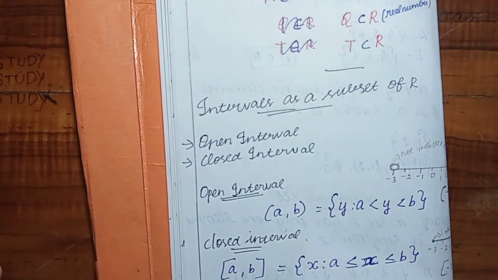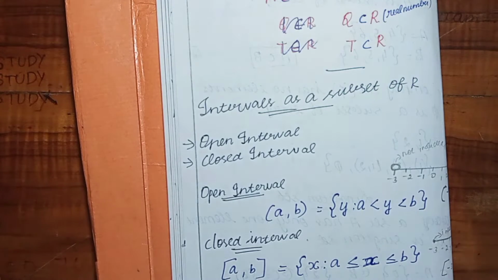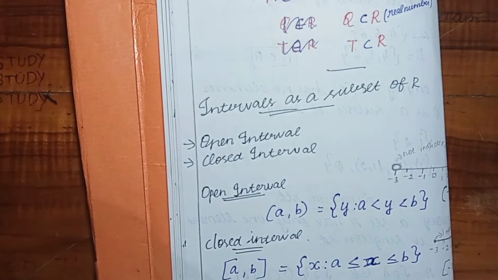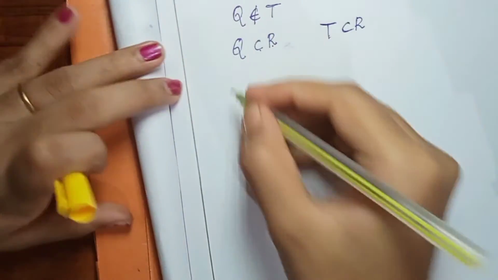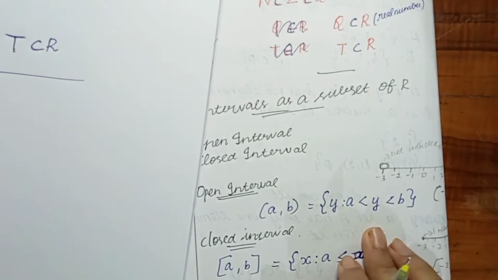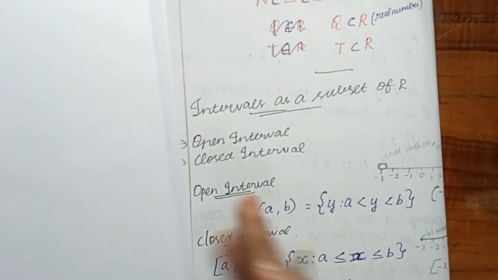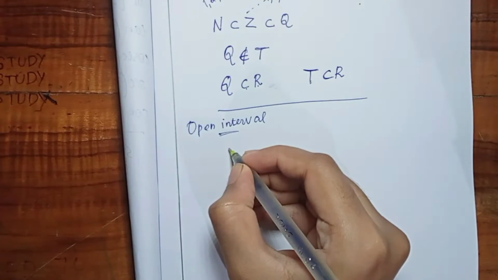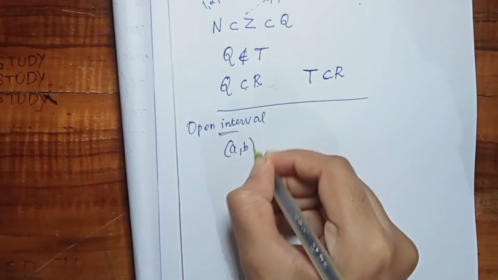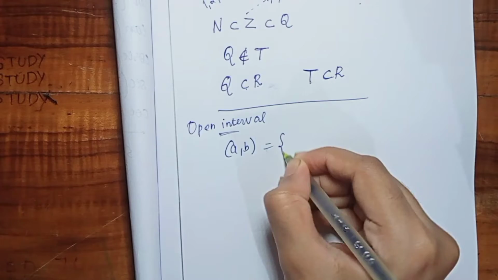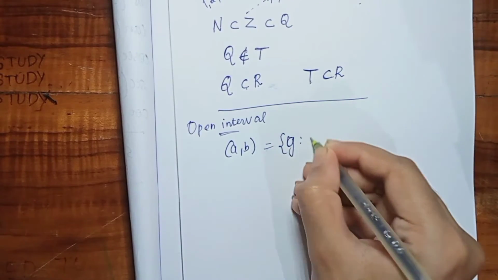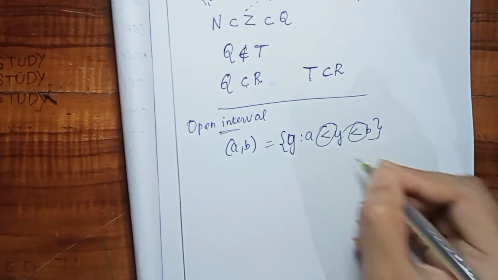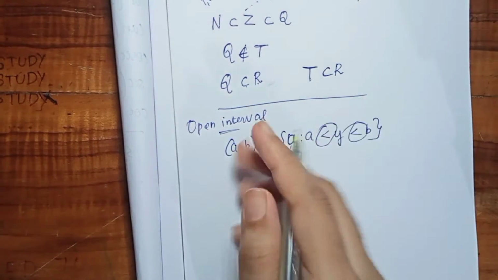Intervals as a subset of R. So you have two intervals, open interval and closed interval. In an open interval, you have the symbol like this. Let me write and show you. For an open interval, let's take (a, b) equals the set of y such that a less than y less than b. Note the symbol here. You have the symbol of less than.